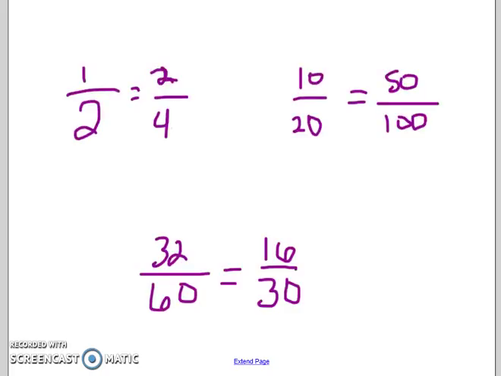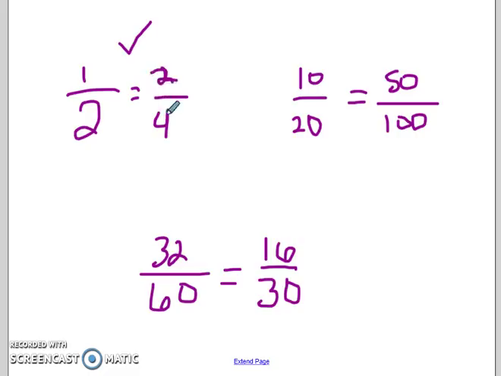So here we are. Before we get into a lot about proportions, let's just talk about fractions. Because fractions are the same thing as rates, and rates have a lot to do with what a proportion is. So let's look at this first set of rates. We have 1 over 2 equals 2 over 4. Now, are these fractions, are these rates equivalent? Does 1/2 equal 2/4? Yes, it does.